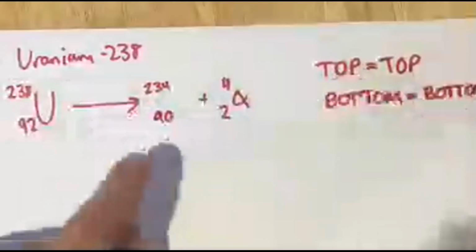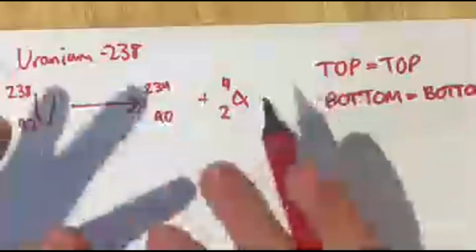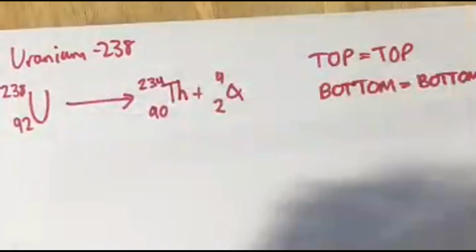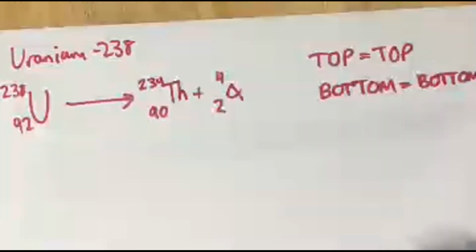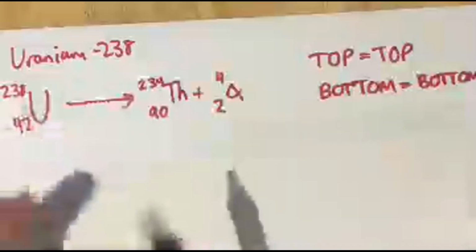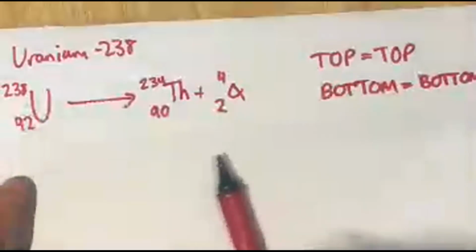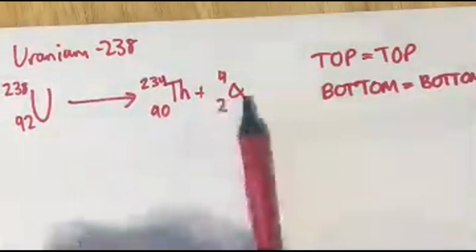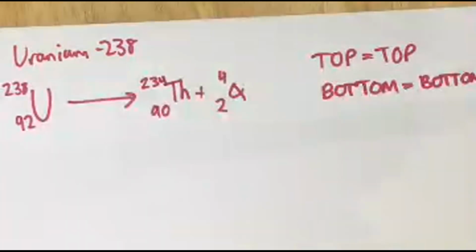Now, this has actually changed the element because it's got a different number of protons. If I look this up on the periodic table, it's the element thorium because it's got 90 protons. So that's changed the element. This is the decay equation for alpha radiation, because I've got a chunk here which has come off, an alpha particle, and that's the same every time.